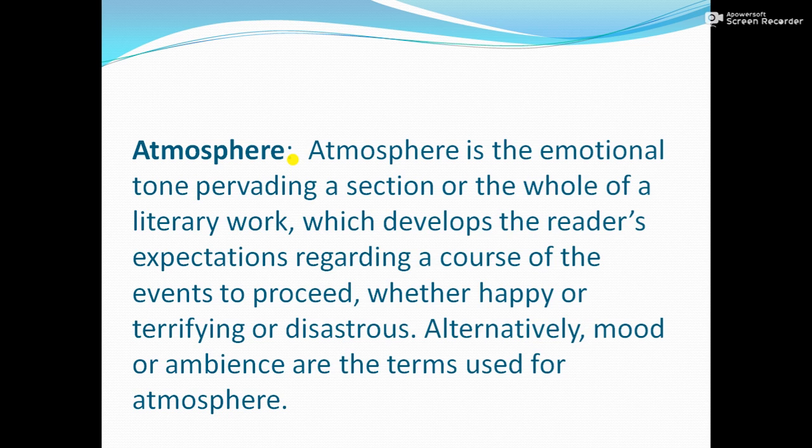So we know from that particular emotional tone, which is produced by certain aspects of setting. A gloomy setting, for example, a dark setting shows that something bad is going to happen, right? Or a night with thunderstorm, lightning, it also indicates that something sinister is going to take place. So, in the novel, atmosphere is the emotional tone. That particular atmosphere can be only in a section or it can be in the whole of the literary work, right?